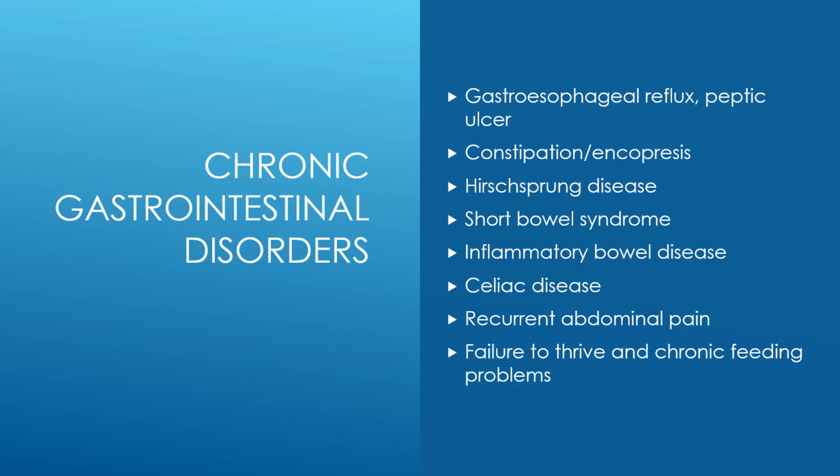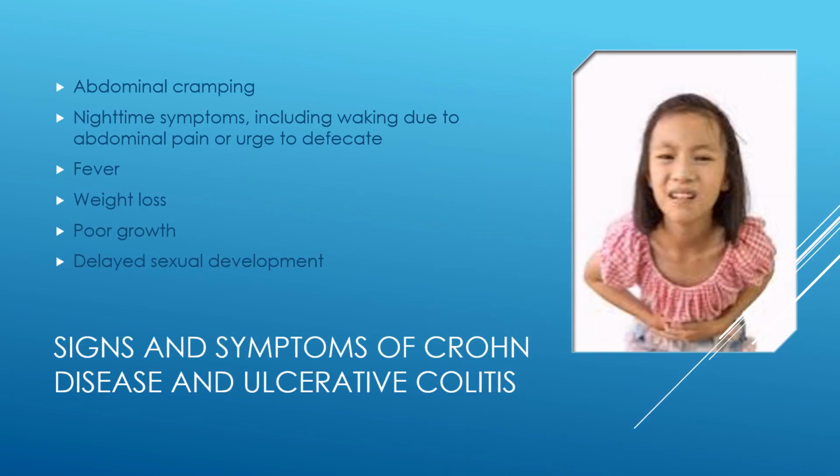Hirschsprung's disease is a disorder of motility that results in obstruction. Short bowel syndrome is a clinical syndrome of nutrient malabsorption and excessive intestinal fluid and electrolyte losses. Inflammatory bowel disease may include Crohn's disease or ulcerative colitis, and we're going to talk about that one.